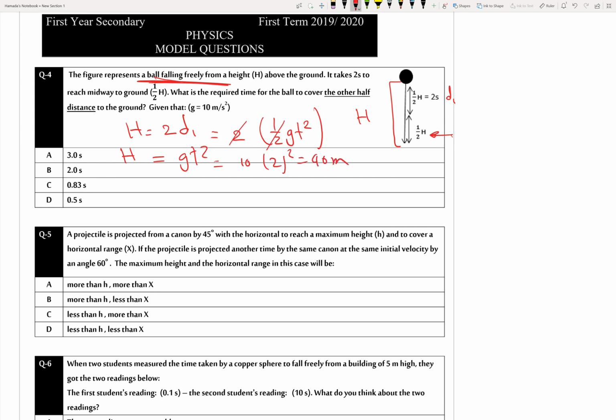Right now we will find the time taken by the body to cover this distance or this height, which is 40 meters, from the second equation also.